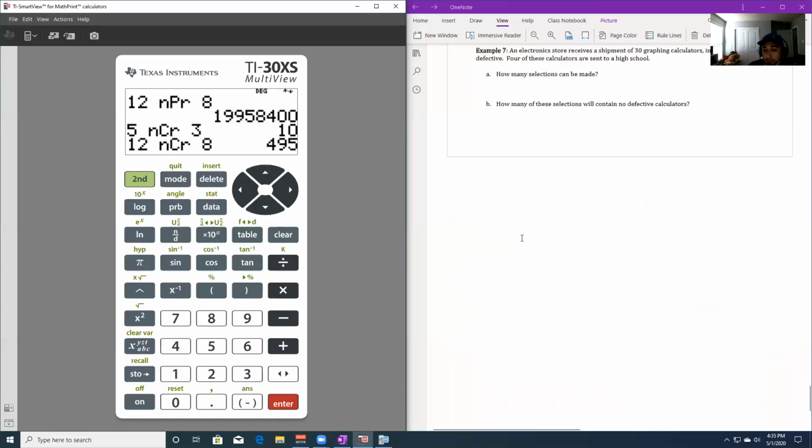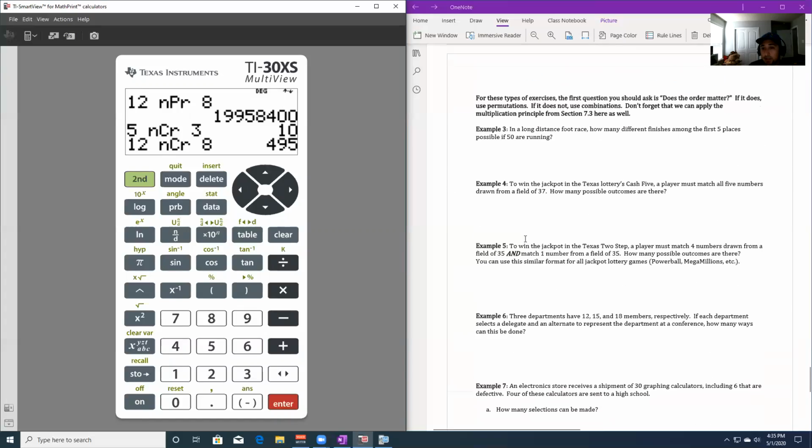All right. Oh my goodness, look at that last page. All right, for these questions, we want to know, does order matter? If order matters, we use a permutation. If order does not matter, we use a combination. All right. And we can apply the multiplication principle we learned in 7.3.